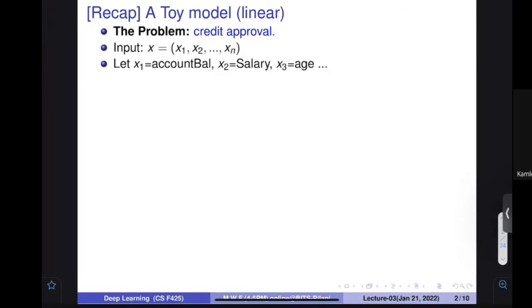Last class, we were talking about a small problem, a credit approval problem. Credit approval means somebody is coming to your bank and providing his information, and now you want to tell whether his loan application should be granted or not. So we can say that two classes are there, plus one and minus one, positive and negative.